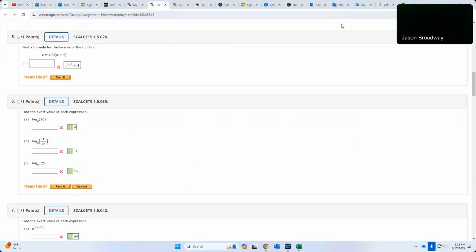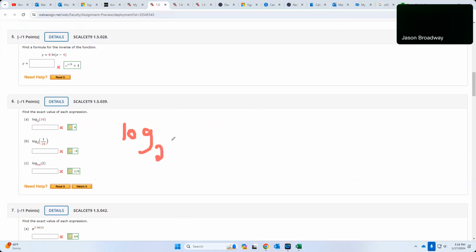Now log 2 of 16. Remember, 2 to what power is 16? 4. You can also do it this way. You can punch it in your calculator, but the idea is function inversion. Log 2 and 2 to the X kill each other. 2 to the 4th, 2 to the X. So they just kind of kill each other.